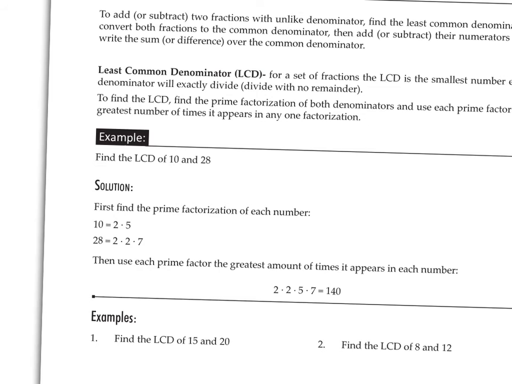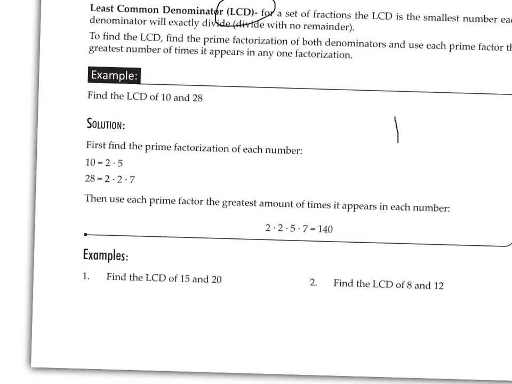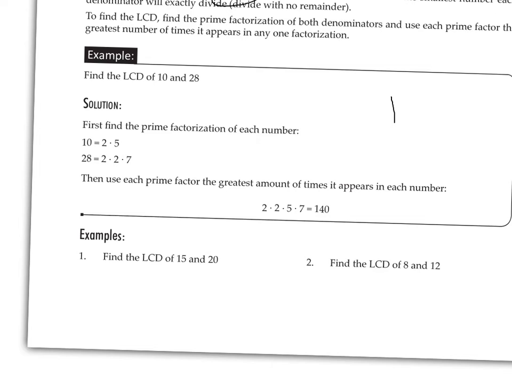The problem comes when we have fractions with different denominators. We have to find a least common denominator. Least common denominator is the smallest number that's divisible by the two denominators that we're looking for. So this is kind of an example of a simple way to find a least common denominator.